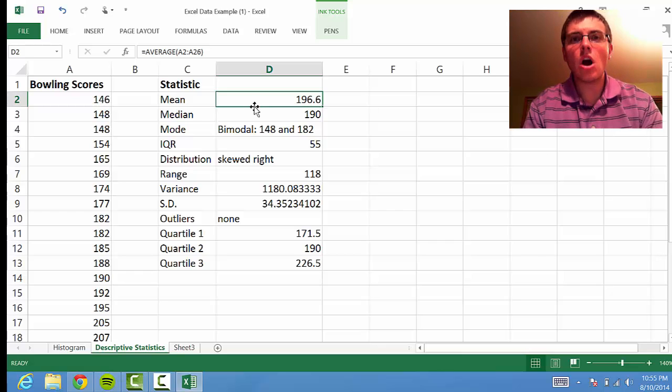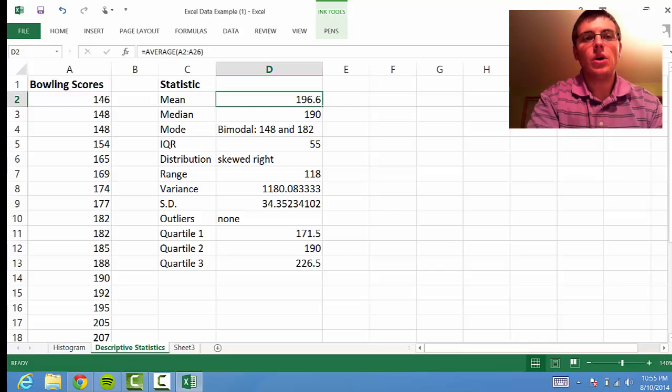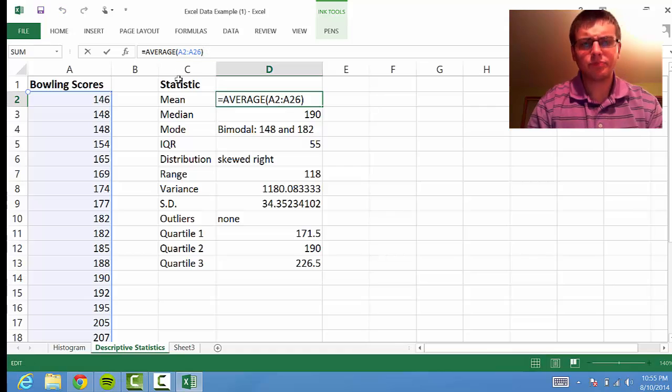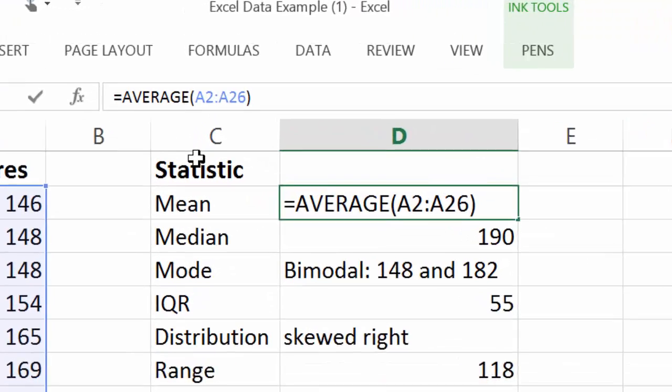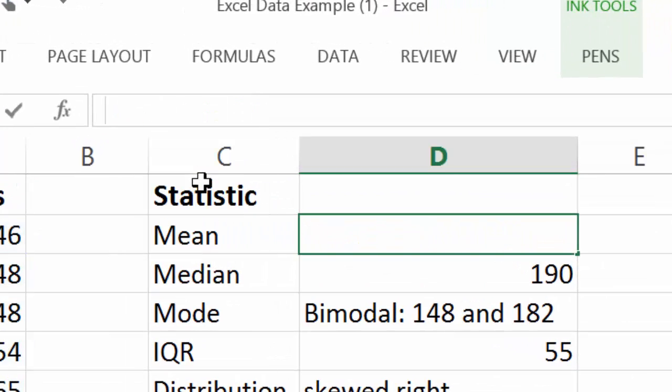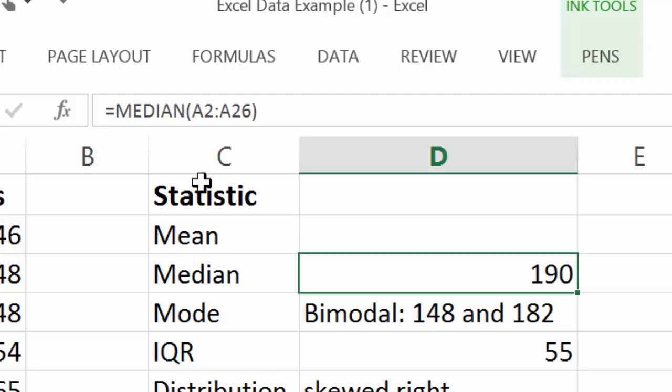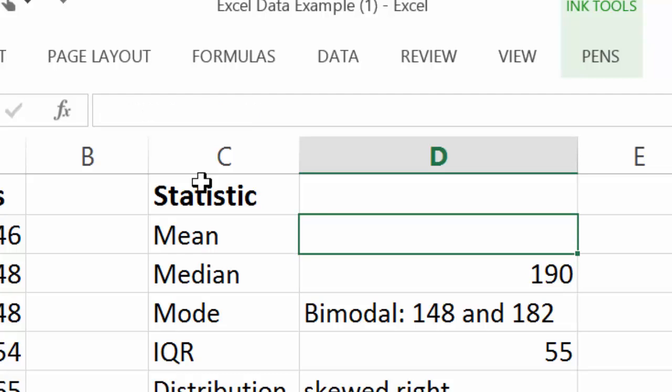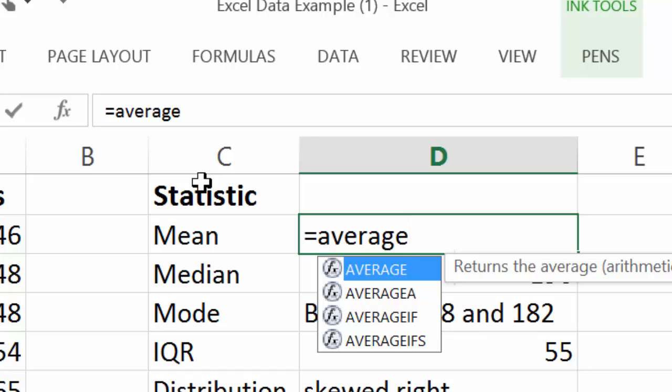And whenever you call a function in Excel, what you have to make sure you do is always put an equal sign first. So here, the average or the mean of all of my scores is 196.6. And let's do that, and I'll show you how to do that. Okay, so right now that cell is blank. We have to press an equal sign first. That tells Excel that you are calling a function, and you're going to type the word average.